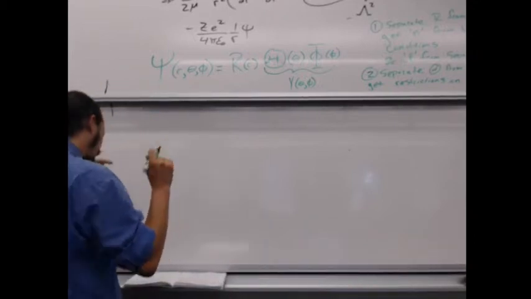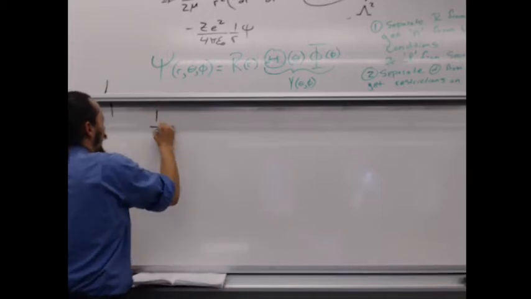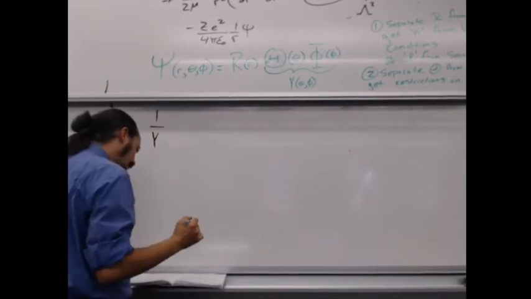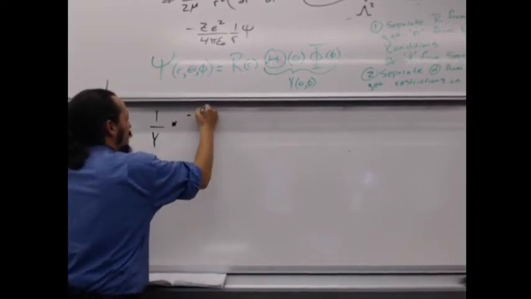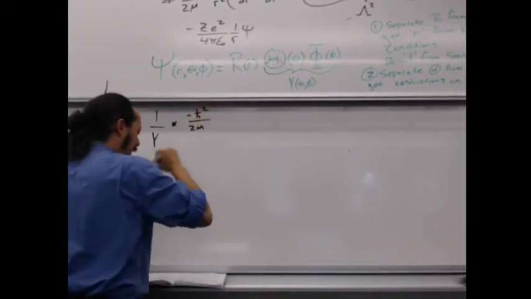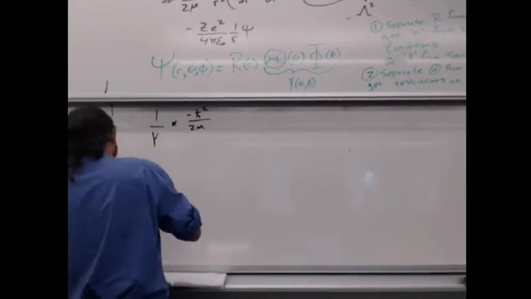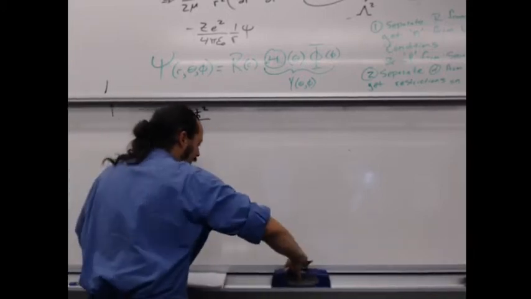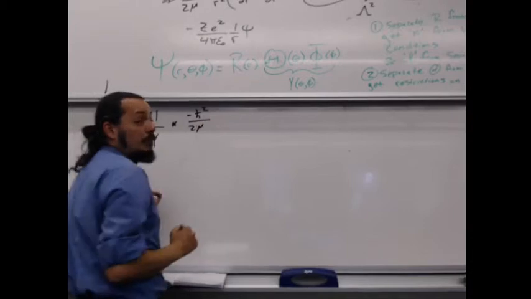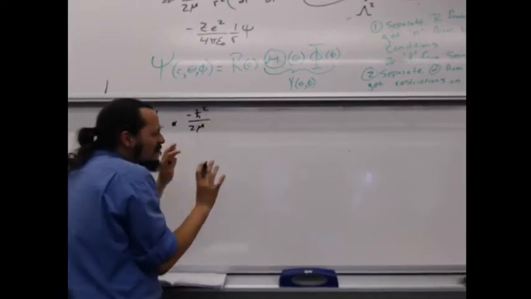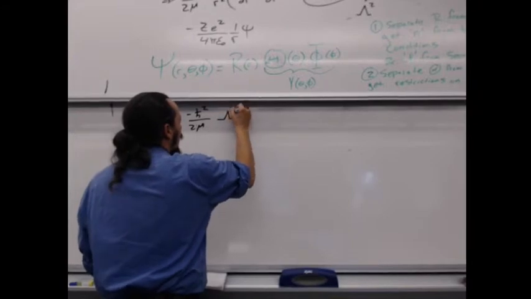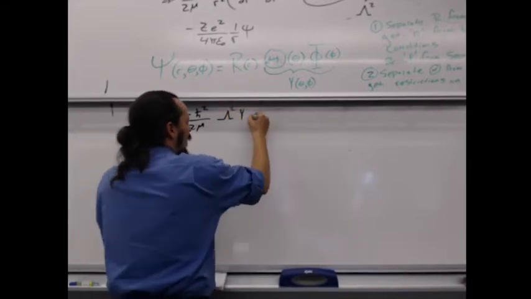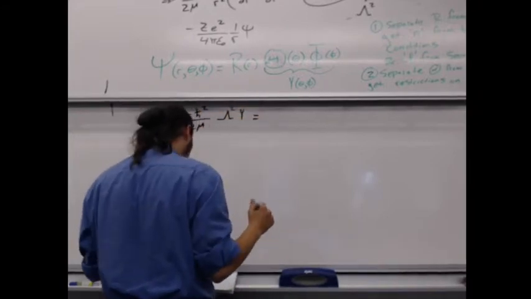Back to black. We're going to have one part that's 1 over y times negative h bar squared over 2 mu, reduced mass, again approximately equal to the mass of the electron, times the second derivative of y with respect to eta, equal to a constant.